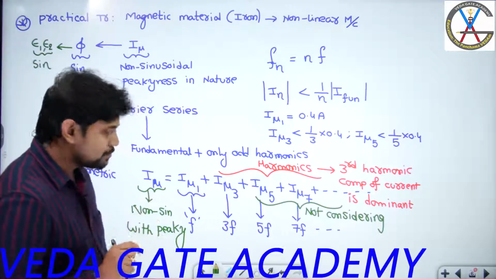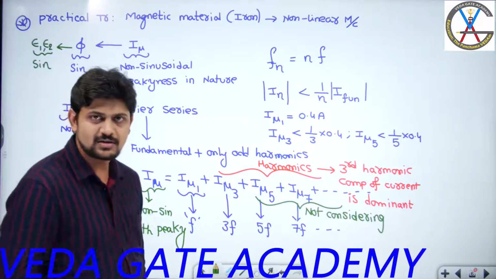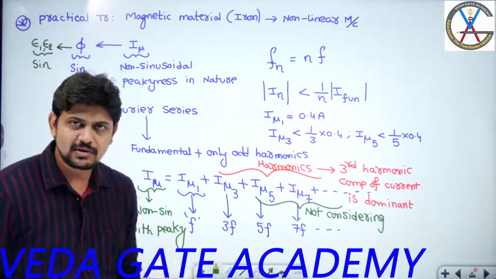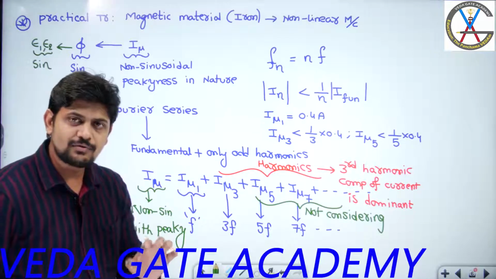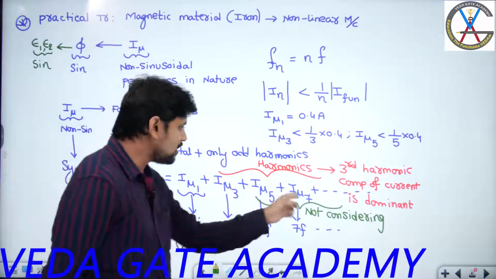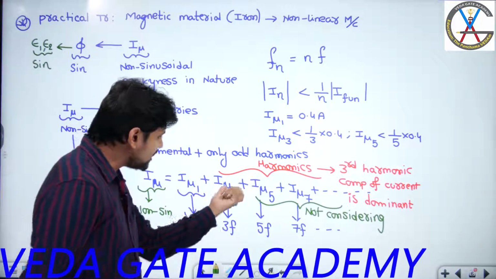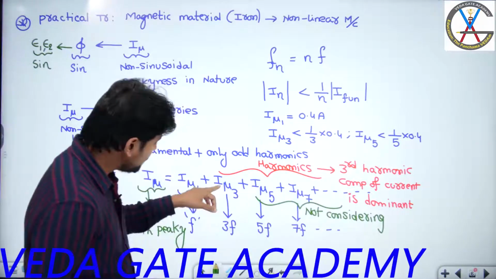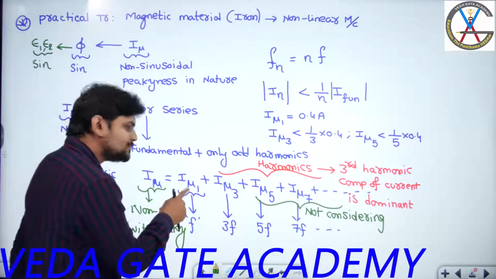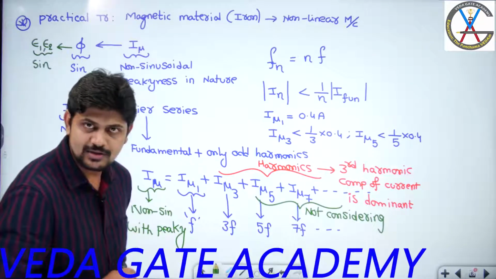And in fact, one more important point: if you are thorough with the Fourier series analysis we studied in signals and systems, if you apply Fourier series analysis to any non-sinusoidal waveform, it will resolve into different harmonic components. Out of that, this is the fundamental, and the remaining are all odd harmonics since it is a symmetric waveform. Every individual harmonic is also again sinusoidal. Separately, if you visualize this fundamental component of current, it is sinusoidal.